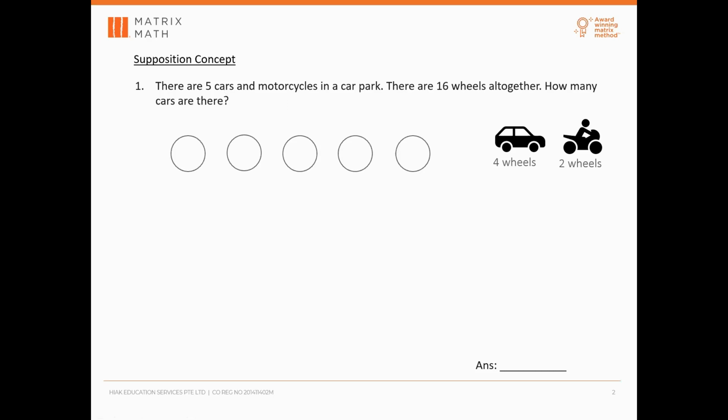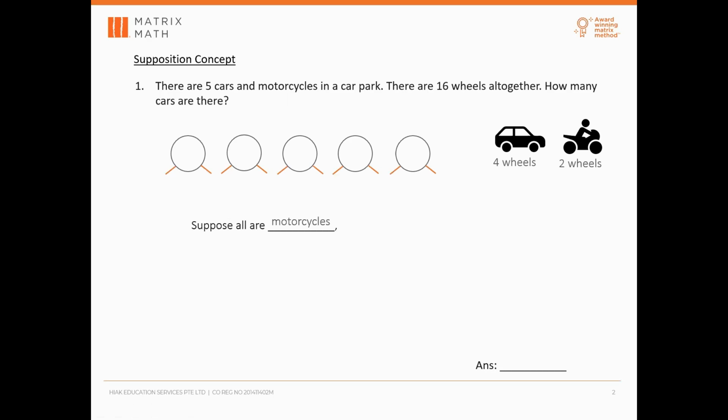For P2 level supposition concept, we always start with the one with the smaller number of wheels. In this case, it's the motorcycle. So we suppose all of them are motorcycles. That means these 5 vehicles are actually motorcycles. Since motorcycles have 2 wheels each, we're going to add in two lines to represent the wheels to each of these 5 circles.